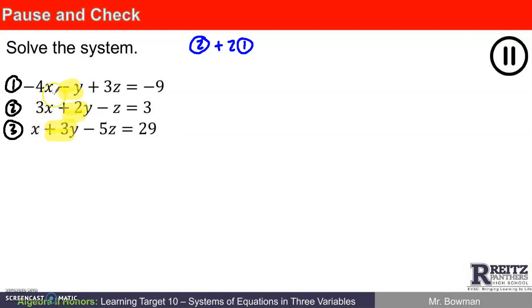Equation 2 plus 2 of these. This plus 2 of these would make negative 5x, right? Because that's 3x, and 2 of these would be negative 8x. This plus 2 of these is 0. That's what I wanted. This plus 2 of these would make plus 5z. And then this plus 2 of this would make negative 15.